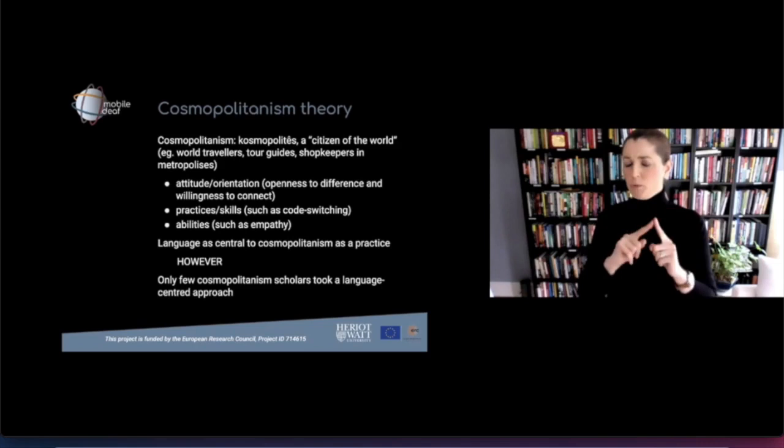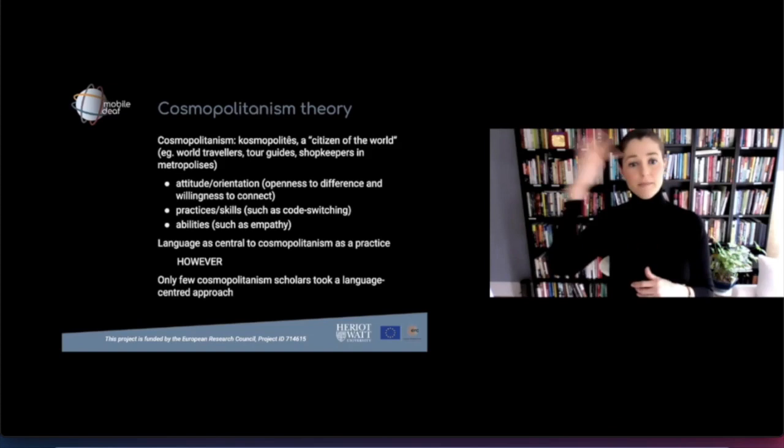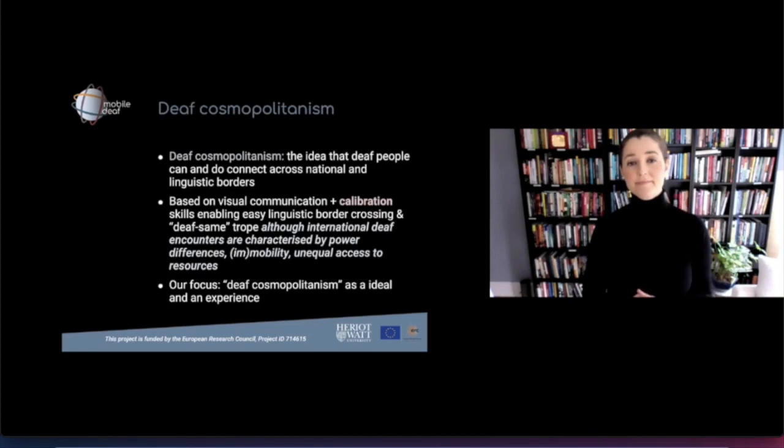So essentially, we should consider language as central to cosmopolitanism as a practice. However, very few scholars in the area of cosmopolitanism have actually taken a language-centered approach. Therefore, when we consider deaf cosmopolitanism, this is really the idea that deaf people can and do connect across national and linguistic borders.